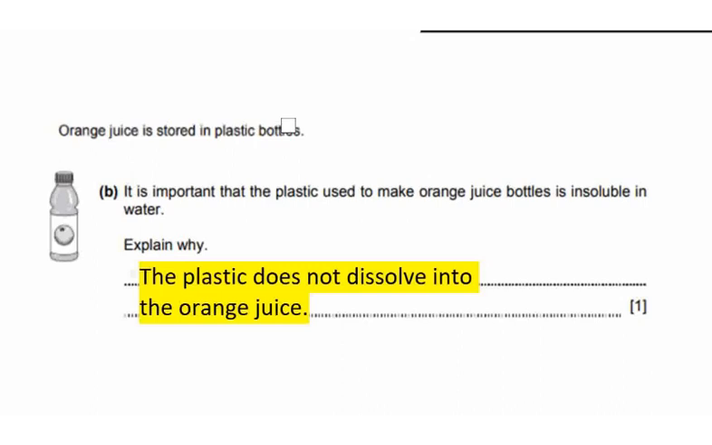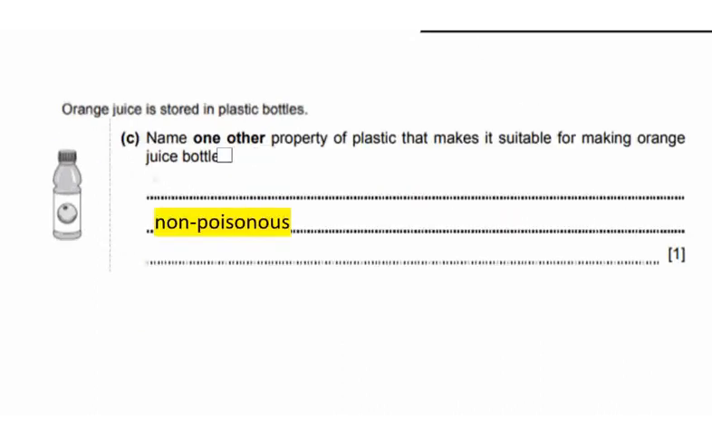The answer will be the plastic does not dissolve into the orange juice. That is the reason that plastic used to make orange juice bottles is insoluble in water. The answer for C is it is non-poisonous. That is one other property of plastic that makes it suitable for making orange juice bottles.